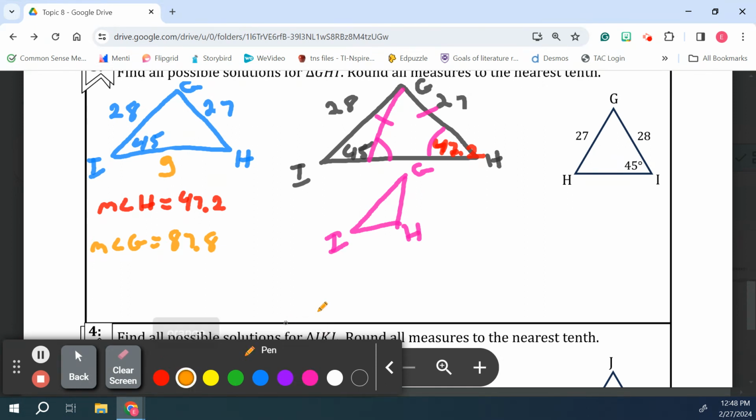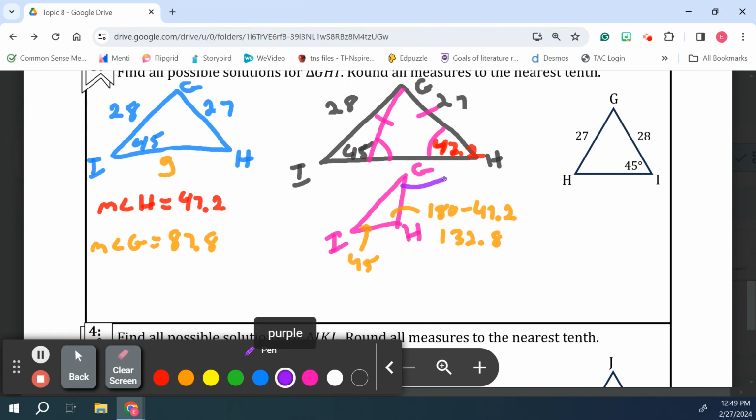Now my brand new H is going to be supplementary to this 47.2 because these two angles are congruent. So I'm going to take 180 minus 47.2. What does that leave me with? 132.8. I still have here my 45 degrees. And now I need to solve for this G. And I do that by taking 180 minus 45 minus 132.8. What do I get for that? 2.2.